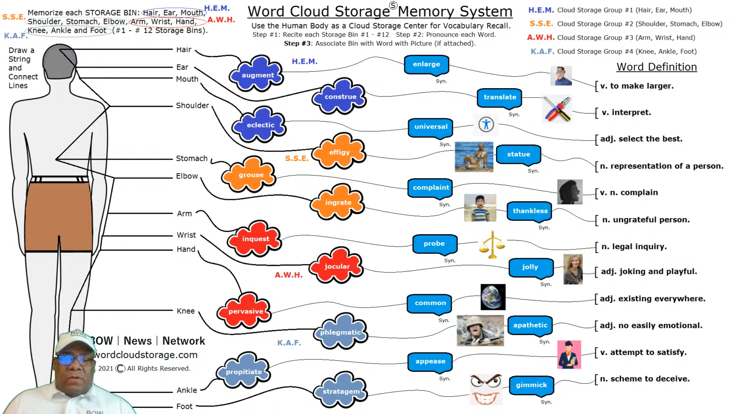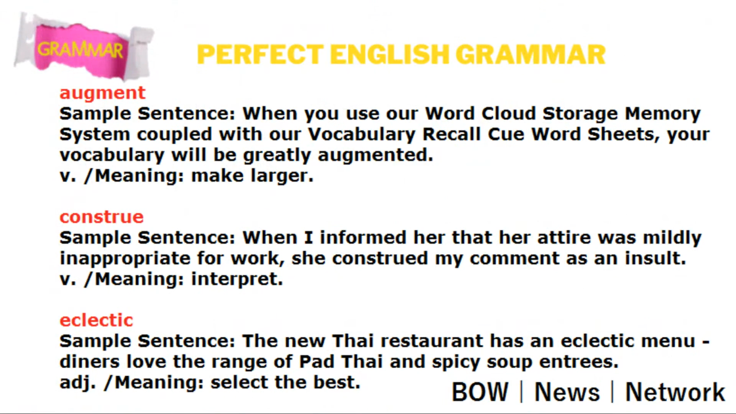Let's see how some of these words are actually used. Augment: when you use our word cloud storage memory system coupled with our vocabulary recall keyword sheets, your memory will be greatly augmented. Construe: when I informed her that her attire was mildly inappropriate for work, she construed my comment as an insult. Construed, verb meaning interpret. And eclectic: the new Thai restaurant has an eclectic menu. Diners love the range of pad Thai and spicy soup entrees.